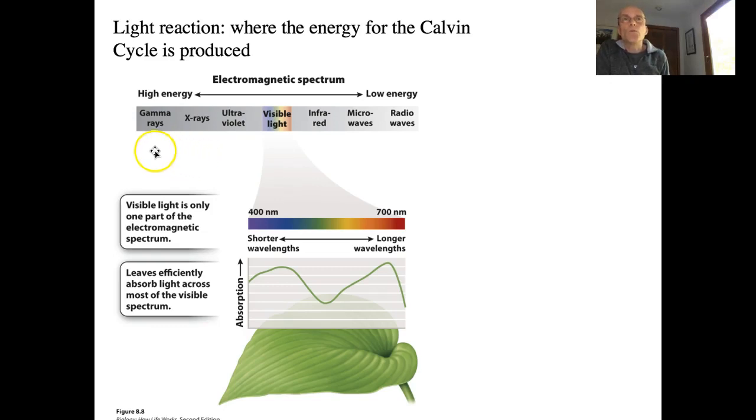So the figure here shows you basically what energy is. It's called the electromagnetic spectrum, and it has high energy waves and low energy waves. All kinds of electromagnetic waves are around, and there are those that are really low energy and have very long waves. They're sort of like very, very slow.